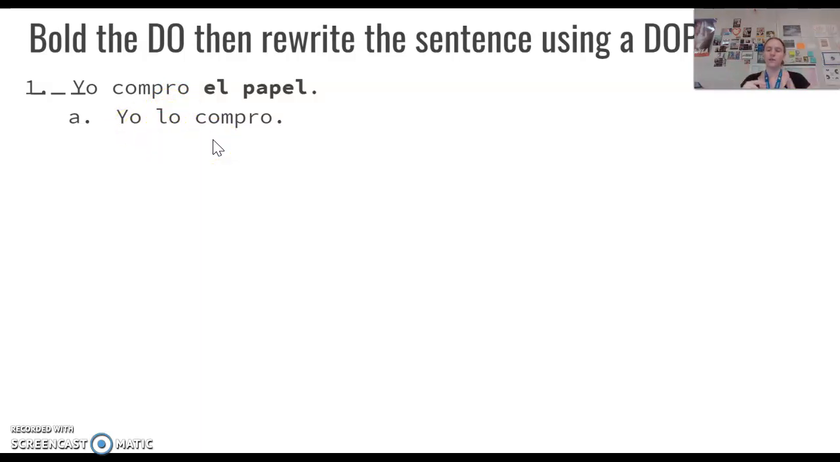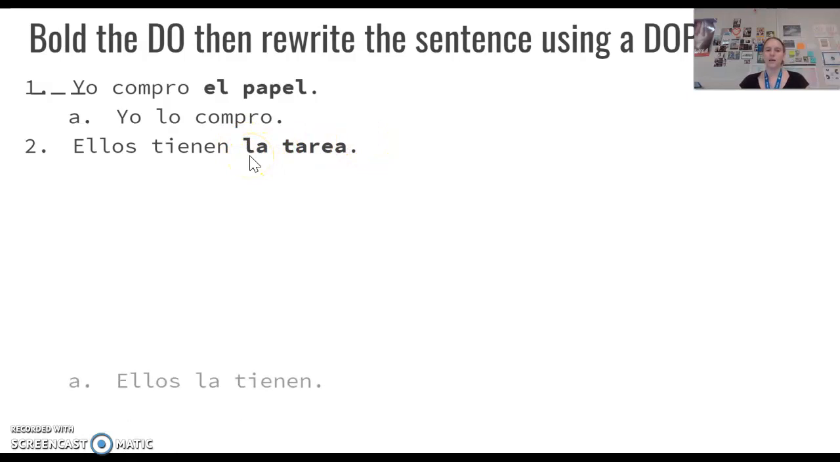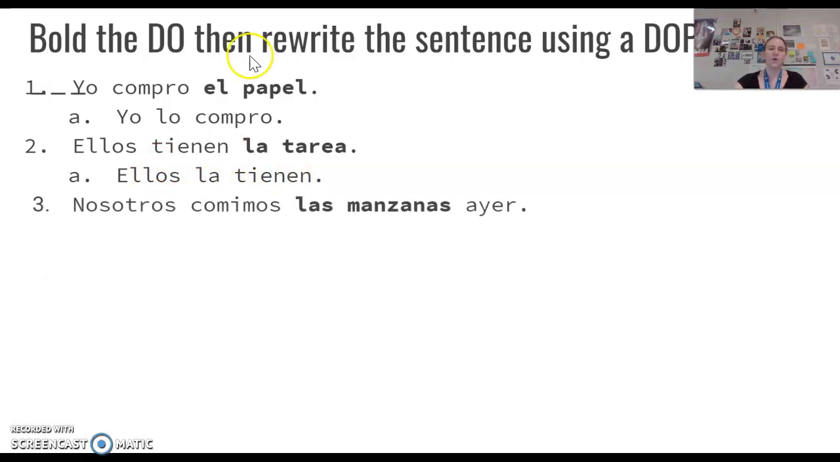This is where your word order in Spanish is different than your word order in English. Let's do another one. Ellos tienen la tarea. Who or what do they have? Homework. I'm going to replace la tarea. It's feminine and singular, so I'm going to replace it with la. Ellos la tienen. They have it. Let's do one more. Nosotros comimos las manzanas en el almuerzo. What did we eat? Apples. I'm going to replace it with las because they're feminine and plural. So we ate them.